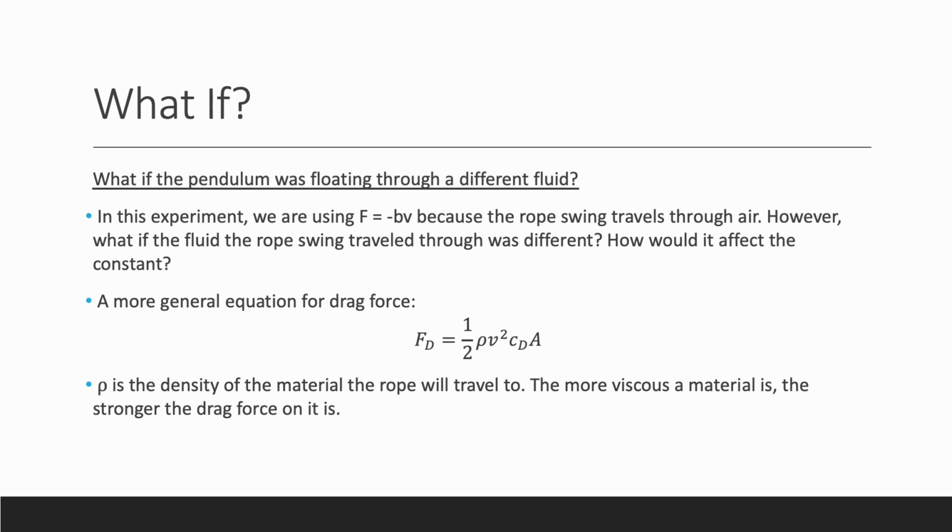Now what happens if we change the system or the fluid that the pendulum is swinging through? In this experiment, we are using F equals negative BV because the rope travels through air. However, what if we change the fluid?